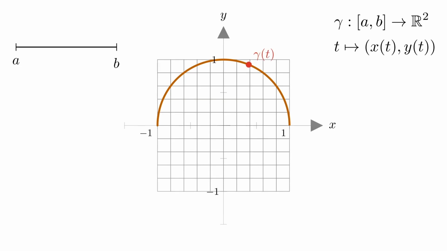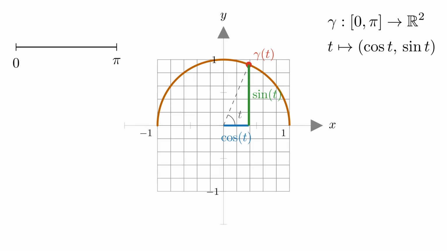So let's look at a random point on the curve. Since this point is on the unit circle, we know the distance from the origin is 1, and the angle uniquely identifies it. So if we choose a equals 0 and b equal to pi, we can think of t as that angle shown here. The x-coordinate of the point is thus cosine t, and the y-coordinate is sine t. So for this example, a nice and simple choice of a parametrization of the curve is the function gamma from 0 to pi into R2, and t gets mapped to cosine t, sine t.